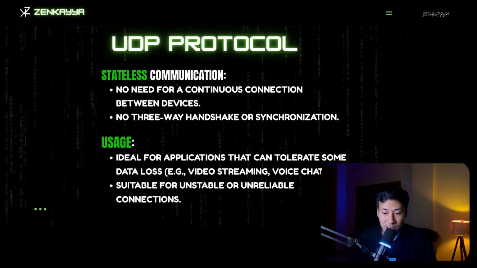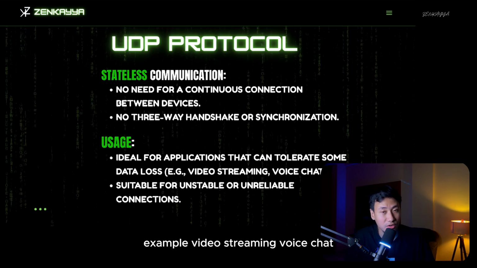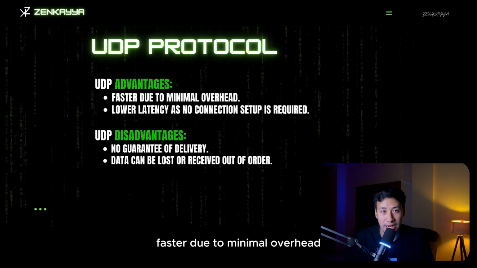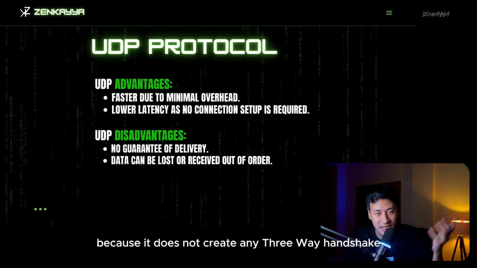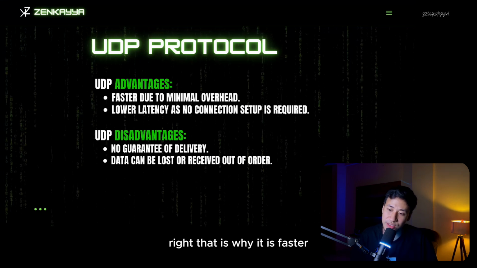Last one is usage: ideal for applications that can tolerate some data loss. Example, video streaming, voice chat. I have already explained that. Suitable for unstable or unreliable connections, where delivery is not guaranteed. Advantage: faster due to minimal overhead. It is faster. Why? Because it does not create any three-way handshake and all. It directly sends whatever you want to send, right? That is why it is faster.